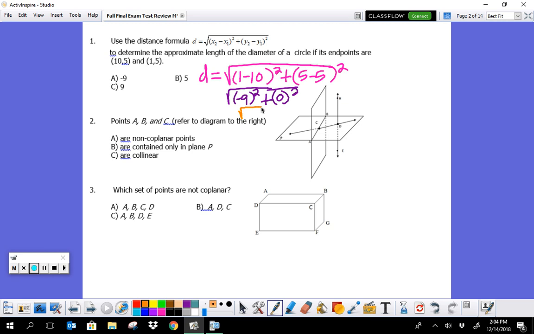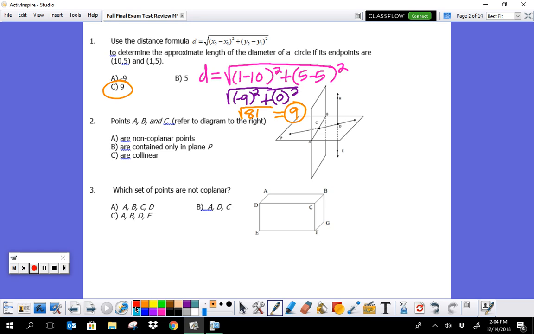So that would be the square root. Negative 9 squared is 81. And then 0 squared is 0. And then the square root of 81 is 9. But just to make sure you don't make any mistakes along the way, just type the whole thing in from the beginning. Number 2, points A, B, and C, refer to the diagram to the right.